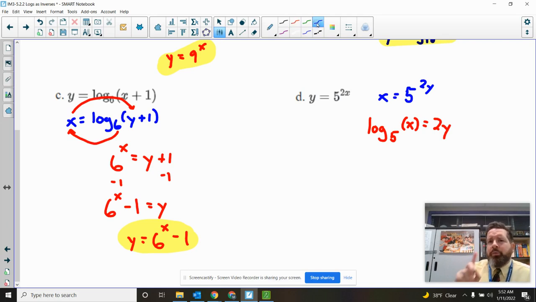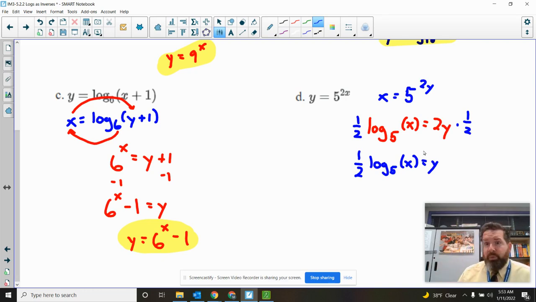So divide by 2, which is the same as multiplying by 1/2. So it is okay to do this, right? That's not wrong. I will tell you, typically, the way that things are written is that we'll multiply by 1/2 and then put a 1/2 in front of the log. That's how it's more often done. So 1/2 log base 5 of x equals y. And then that final formatting thing, let's put the y equals on the left. So final answer, y equals 1/2 log base 5 of x.